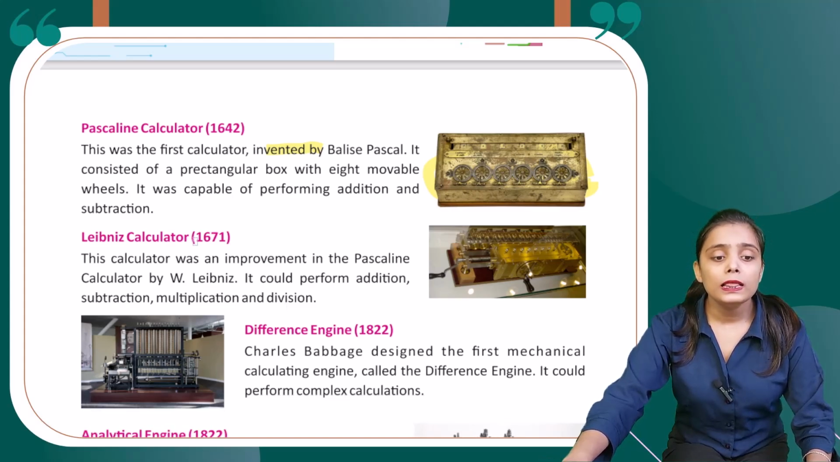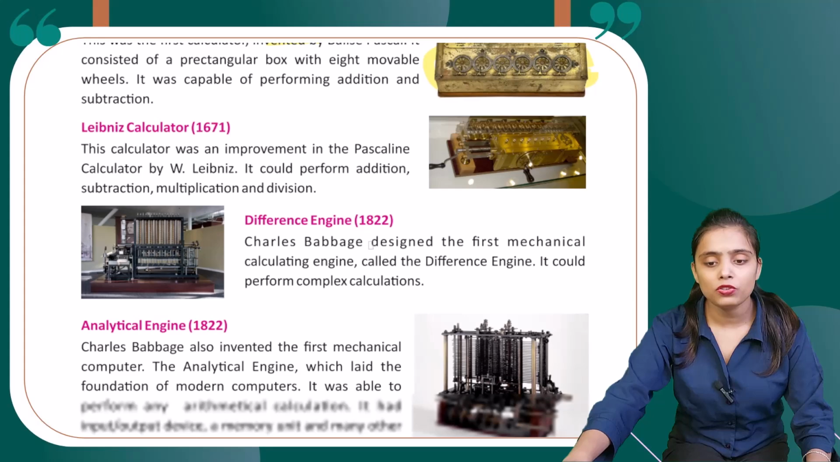After that, the next thing came into view. It was the Leibniz calculator in 1671. This calculator was an improvement on the Pascaline calculator by W. Leibniz. It could perform addition, subtraction, multiplication as well as division. Here you can see the picture of it.